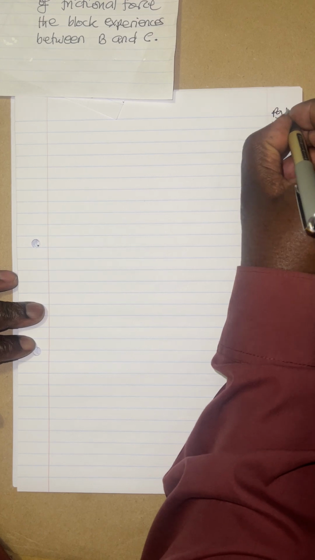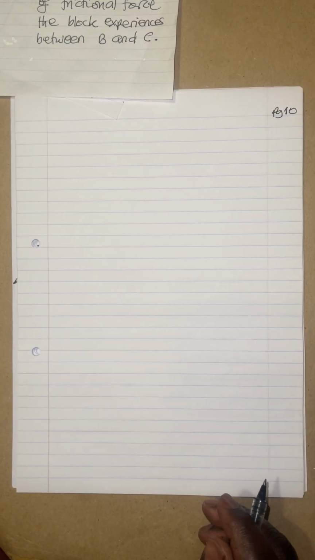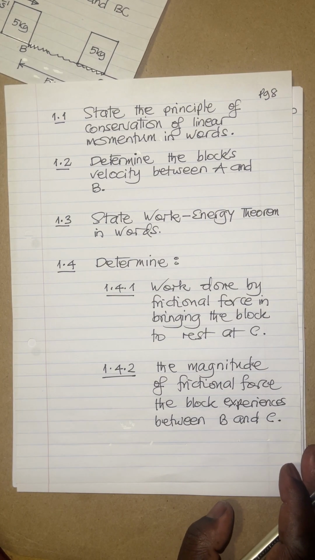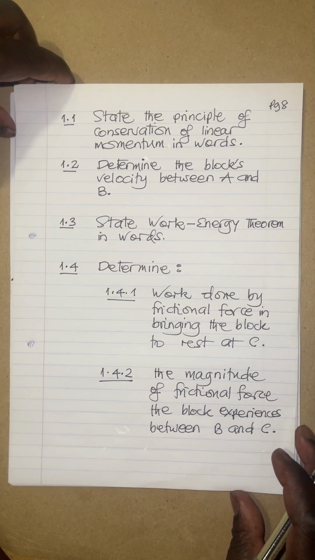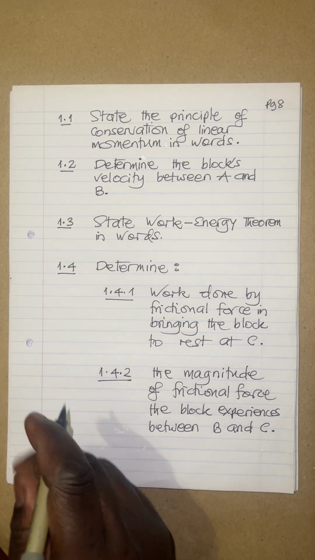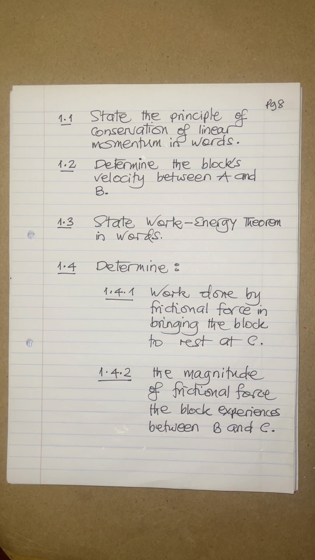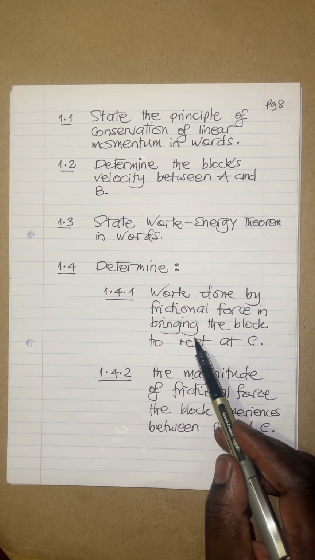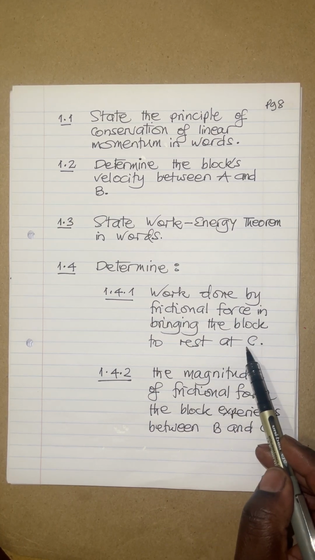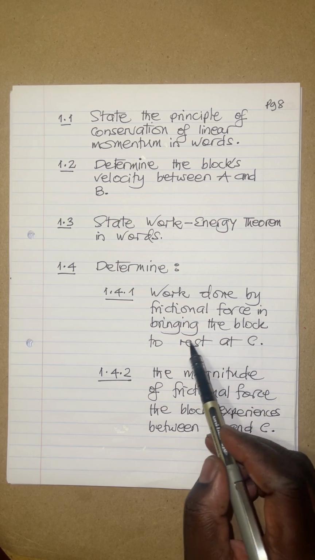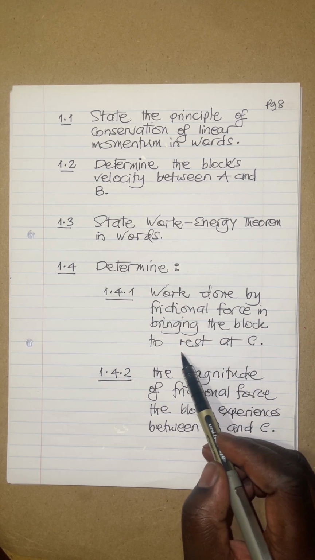Right, let's go to page 10. Page 10, what are we saying now? Here we go. Maybe the main reason why we have this question is actually found on page 10 and on page 8, question number 1.4. 1.4 says determine the work done by frictional force in bringing the block to rest. It means final velocity is 0.